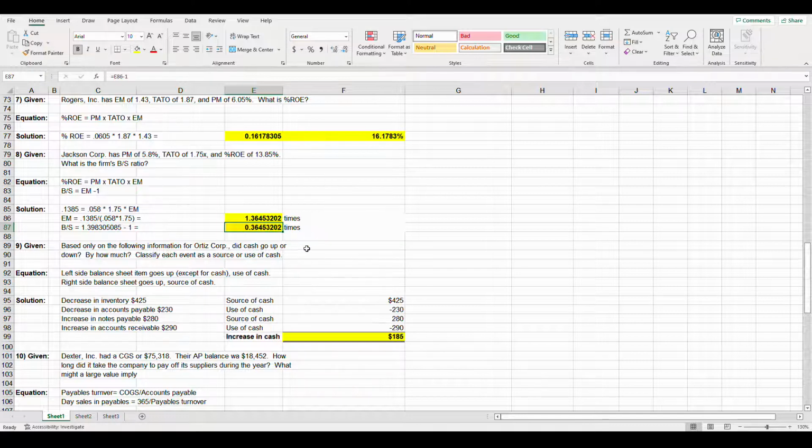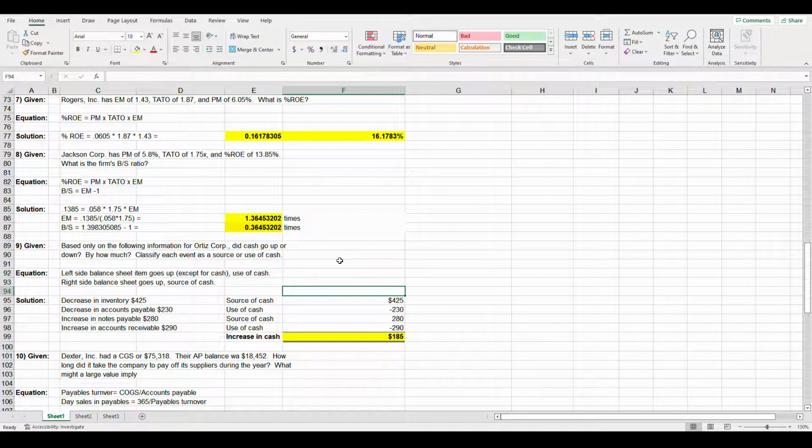In problem number 9, looking at Ortiz Corporation again, did cash go up or down? By how much? And classify each event as a source or use of cash. In general, if a left side balance sheet item goes up except for the cash account, it's a use of cash. And if a right side balance sheet item goes up, it's a source of cash.